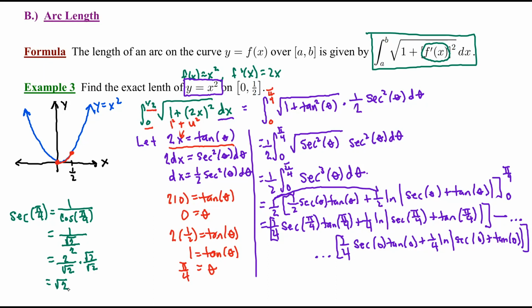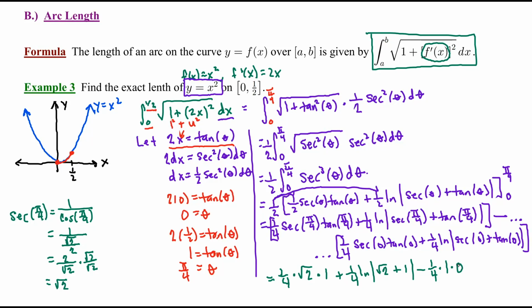So working on my evaluation, we have 1/4 times secant of pi over 4, which is the square root of 2, and tangent of pi over 4, that's an easy one, that's equal to 1. Then we have plus 1/4 times the natural log of the absolute value of secant of pi over 4, that's square root of 2, plus tangent of pi over 4, which is 1. Now, being careful to subtract both terms of our lower limit, we're going to subtract 1/4 secant of 0. Secant of 0 is 1 over cosine of 0. Cosine of 0 is 1, so its reciprocal is also 1. Tangent of 0 is 0, so that whole term is going to 0 out.